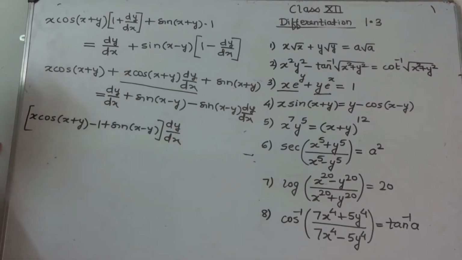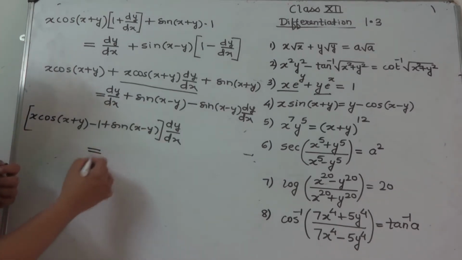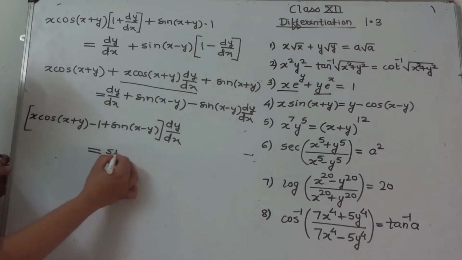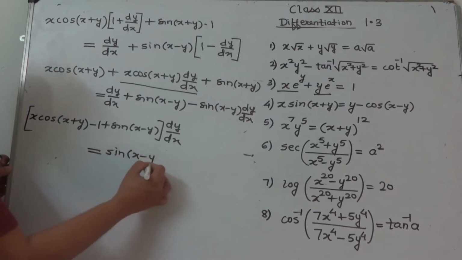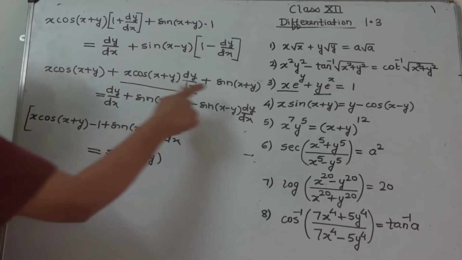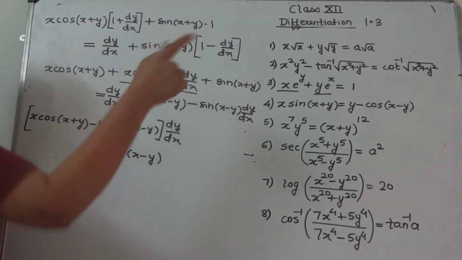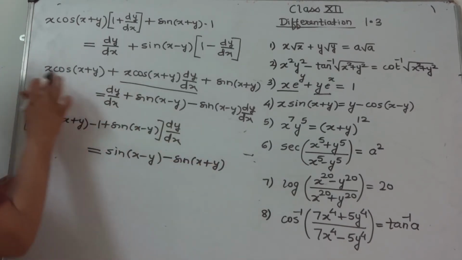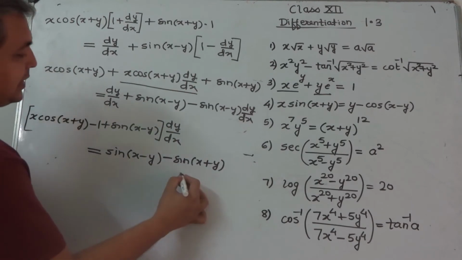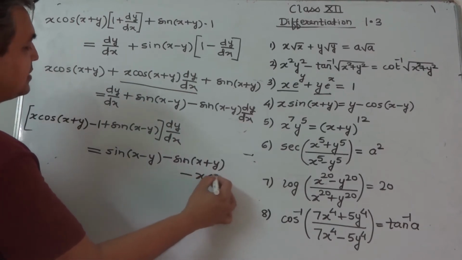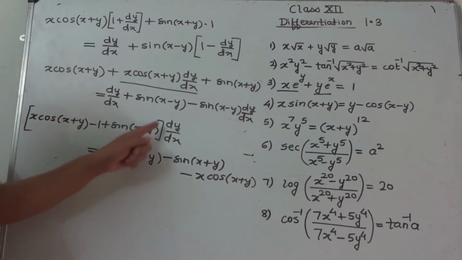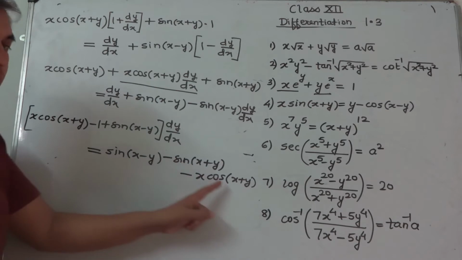So on the left hand side we have obtained all terms of dy by dx, and on the right hand side we write all terms without dy by dx. So this is the first term, sine of x minus y, on the right hand side. This is another term which we have to shift to the right hand side, minus sine of x plus y, and this is the third term we have to shift to the right hand side, that is minus x cos of x plus y. So this bracket into dy by dx is equal to these three terms.